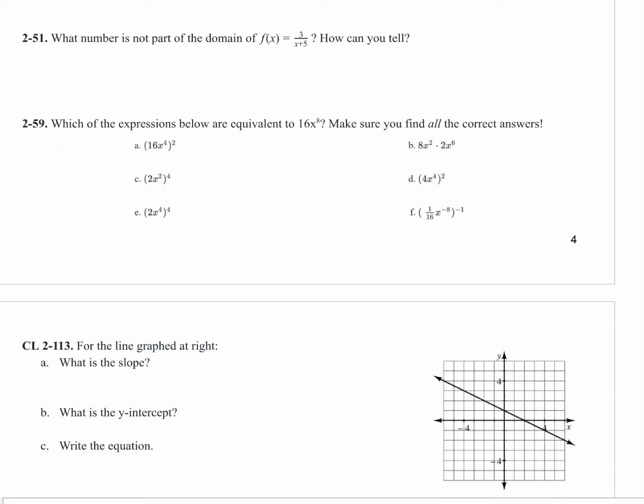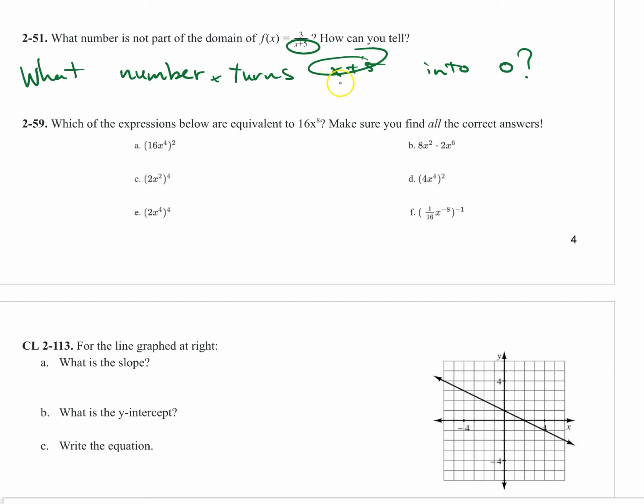251. What number is part of the domain? All right, and I'll let you solve this one, but just think about what number turns x plus 5 into 0? What number can I plug in for x that would turn the bottom, x plus 5, into 0? I'm not allowed to divide by 0. So if this becomes 0, that's not allowed.